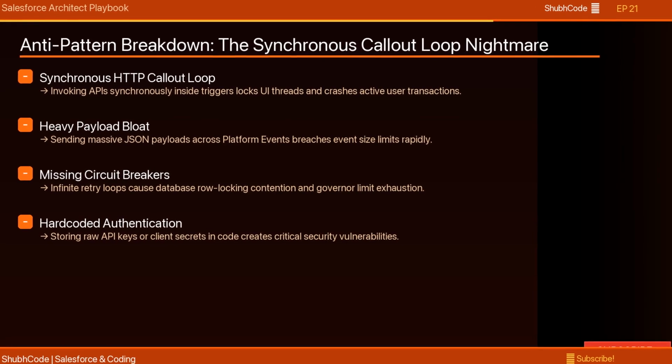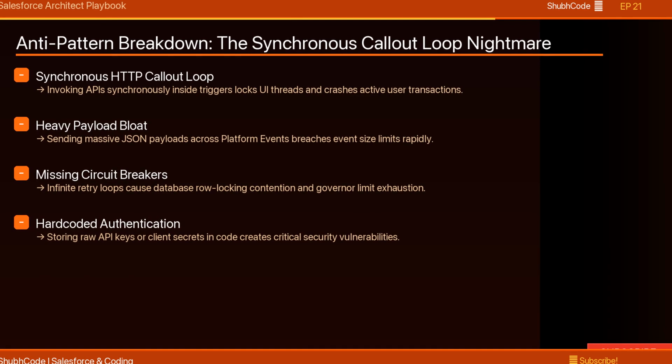The most dangerous anti-pattern I see in enterprise reviews is developers performing synchronous HTTP callouts directly from Apex triggers using continuation or synchronous Apex. When external services slow down, your Salesforce user interface freezes, trigger execution times explode, and active thread pools exhaust, causing systemic org-wide outages. Another common mistake is passing massive base64 blob files directly through platform events, which exhausts payload limits instantly. Always pass lightweight record ID references across the event bus and pull payload details on demand.